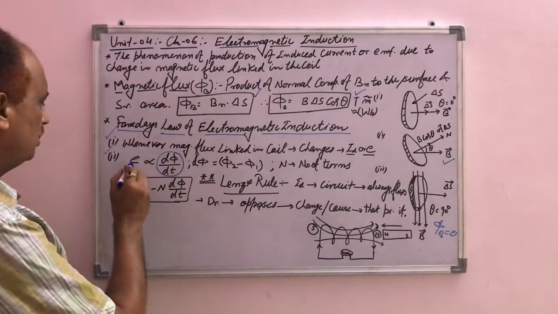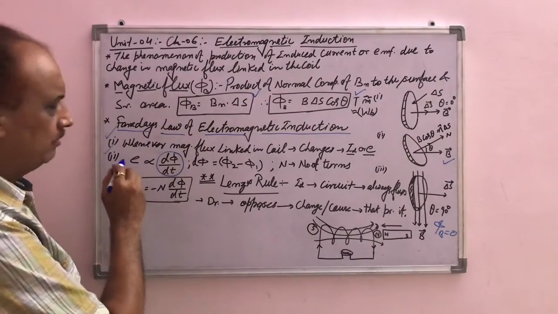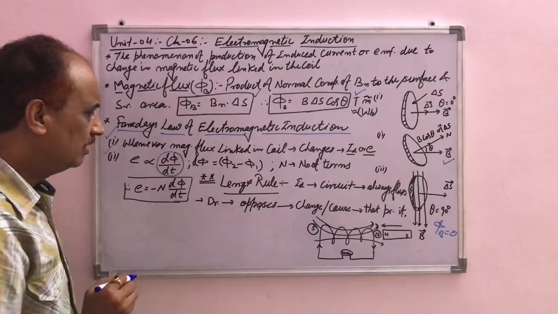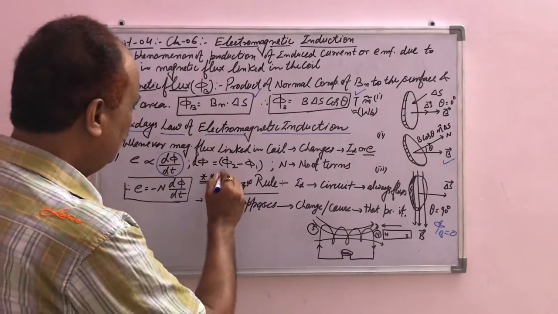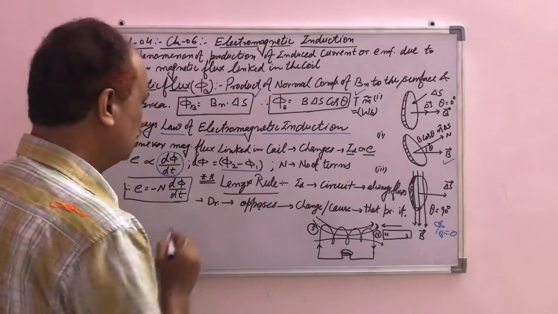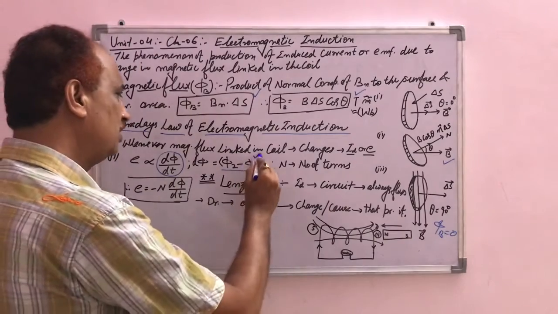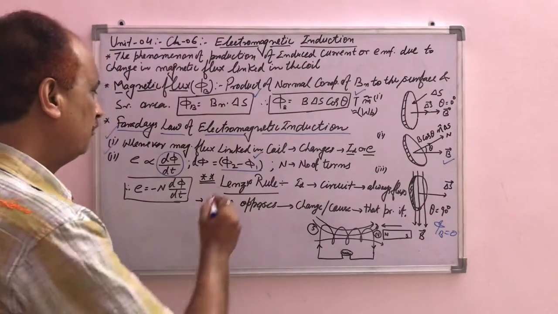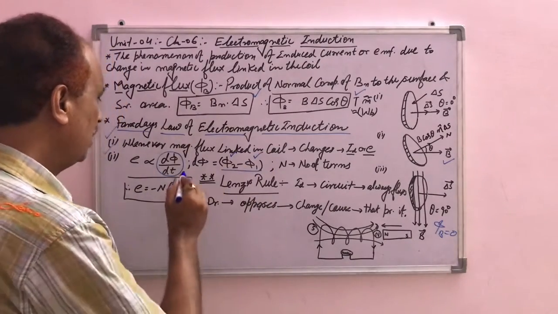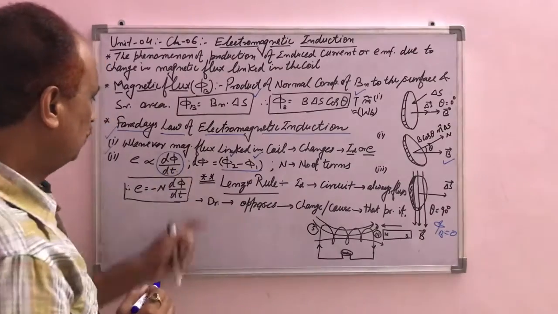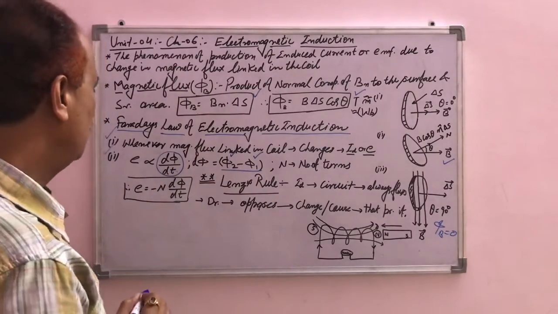So E, small e, the induced EMF, is proportional to d phi by dt, where d phi can be written as phi 2 minus phi 1. Phi 1 is the initial magnetic flux, and phi 2 is the final magnetic flux in a time dt. So d phi will be equal to phi 2 minus phi 1.